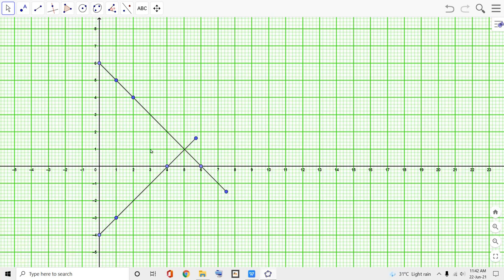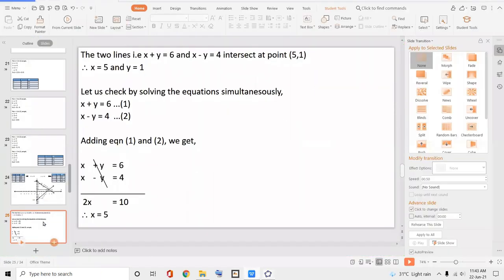5 comma 1. That is, at this intersection we have our x value as 5 and our y value as 1. It means that when we solve these two equations simultaneously, then we will get the value of x as 5 and our y as 1. So we have found the value of x and y using the graphical method. So let us see. Over here, the two lines, that is x plus y is 6 and x minus y is equals to 4, intersect at this point, that is 5 comma 1. It means that our x is 5 and y is 1.